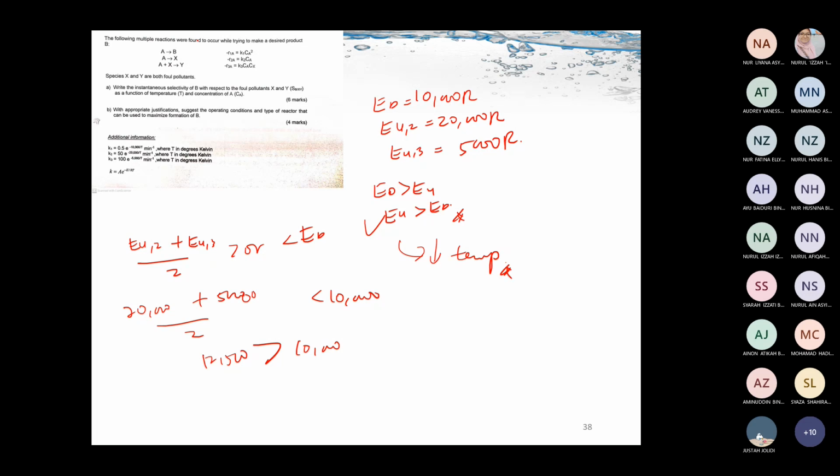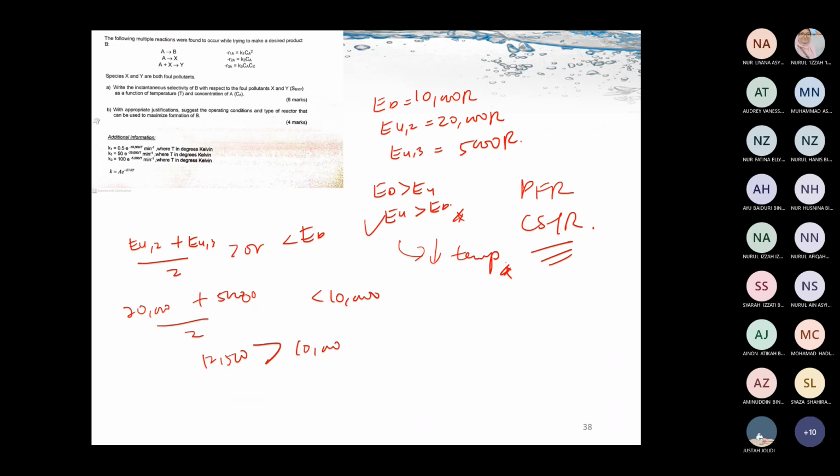Okay, alright, so sekarang ni you kena jawab sama ada type of reactor. Okay, mana yang sesuai, PFR ataupun CSTR? Okay, anak-anak, mana satu yang sesuai? PFR ke CSTR? Tengok balik pada you punya conclusion tu. CA sekarang ni dia nak tinggi kan? And then without inert kan? So mana satu sesuai? PFR ke CSTR?